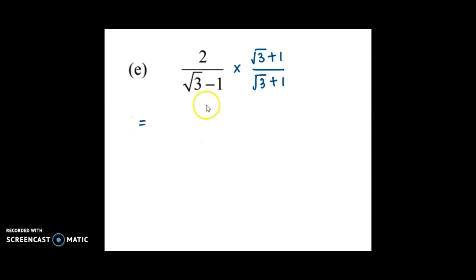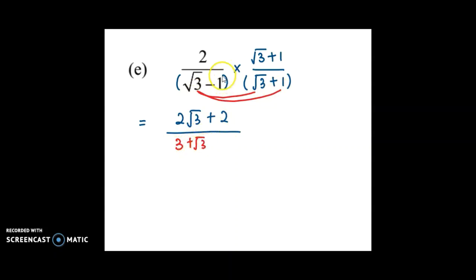Alright, so now we want to expand it. I will try to expand the numerator first. I got 2 surd 3 plus 2. Taking 2 multiplied by surd 3, plus 2 multiplied by 1, over surd 3 multiplied by surd 3. Alright, you expand like this. Surd 3 multiplied by surd 3, you got 3. Surd 3 multiplied by 1, you got positive surd 3. Negative 1 multiplied by surd 3, you got negative surd 3. And negative 1 multiplied by 1, you got negative 1. So what can you see here?